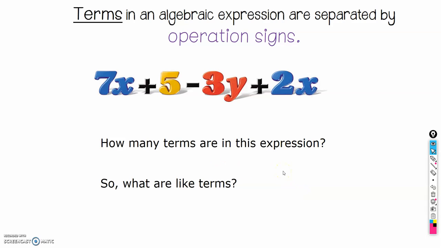So since we know what the terms are, what are the like terms? That is a good question. How do I know if they can be combined? When I say like terms, they're the same. So if I said, what are the like terms in my class today? You would look around, and I want you to look at your classmates and look at the boys and the girls. The girls are one term, the boys are another term.